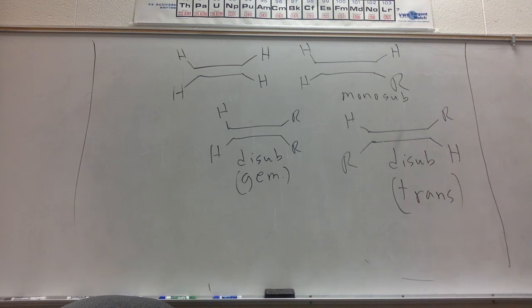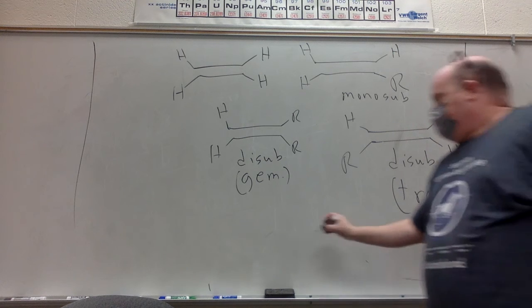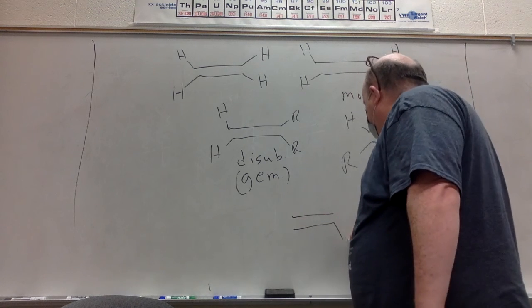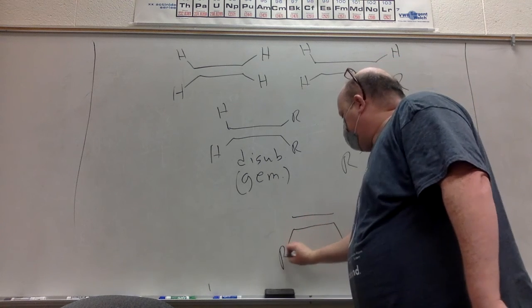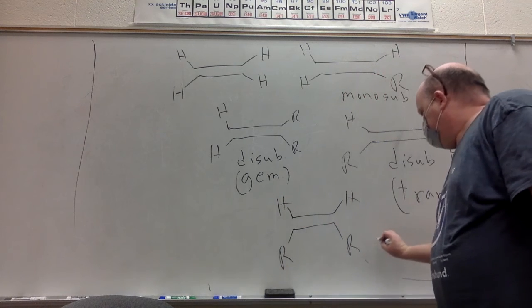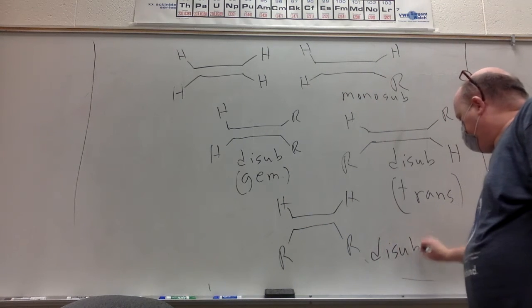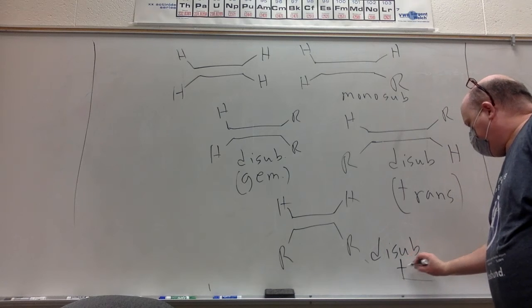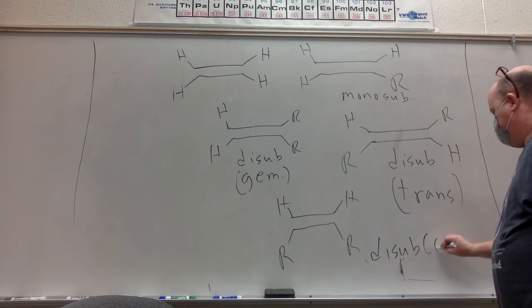But trans, right? So cis-trans is not just for rings, it's also for alkenes. Because these R groups are on opposite carbons and on opposite sides of the double bond, that's trans. And we can have them on the same side of the double bond. That's cis.